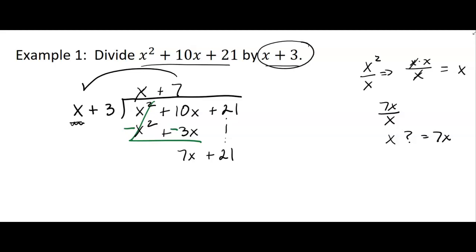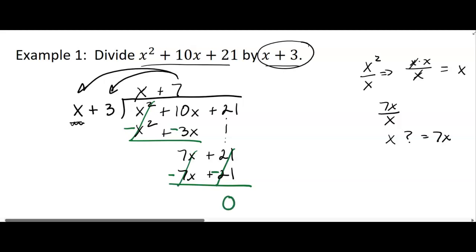Now we multiply. 7 times x, 7x. 7 times 3, 21, plus 21. Grab your sign changing pen, and you change the signs on this bottom part. That's the subtraction part. 7x minus 7x cancels. 21 minus 21 cancels. So we get a remainder of 0. Sometimes the remainder is 0. That's the long division. What's the answer? The answer is the quotient, x plus 7.